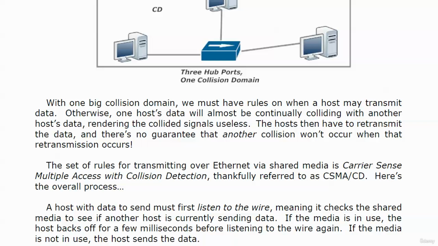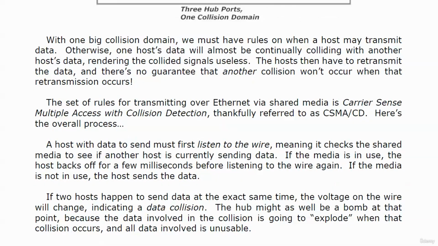A host with data to send, the first thing it has to do is what we call listening to the wire. And that means it checks the shared media to see if another host is currently sending data. Now, if the media is in use, the host backs off for a few milliseconds before listening to the wire again. And if the media is not in use, then the host will go ahead and send the data. If two hosts happen to send data at the exact same time, the voltage on the wire will actually change, and that indicates a data collision to the sending devices.